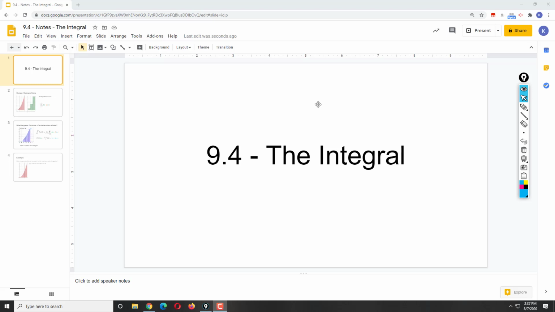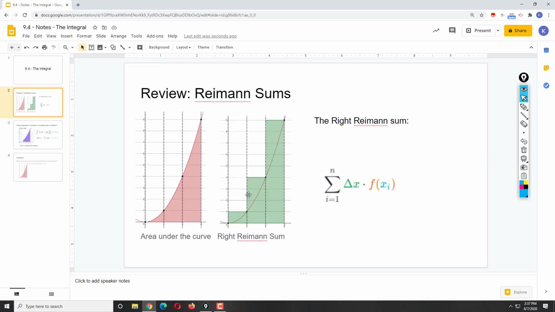9.4, the integral. We learned earlier in this unit that to find the accumulation given the rate, how fast something is changing, we can find the area under the curve. To approximate, to guess the area under the curve, we can use a Riemann sum.